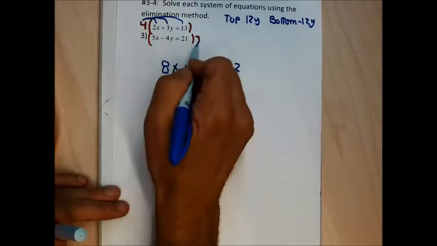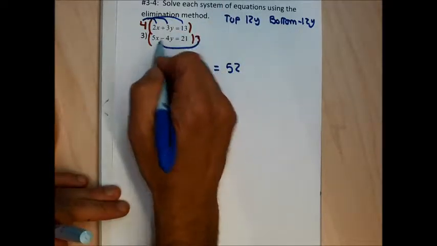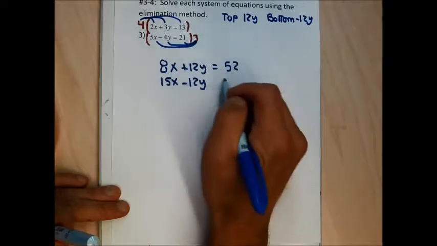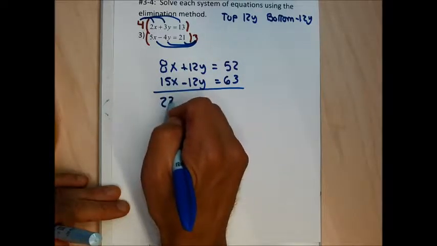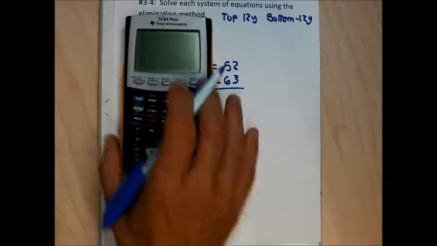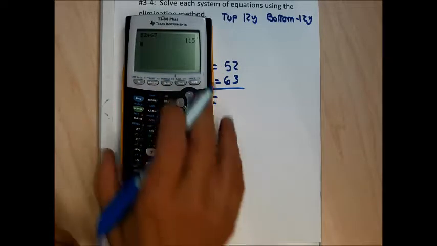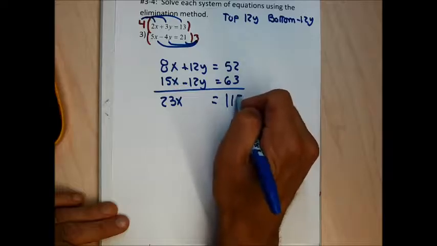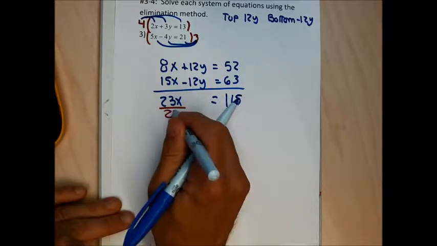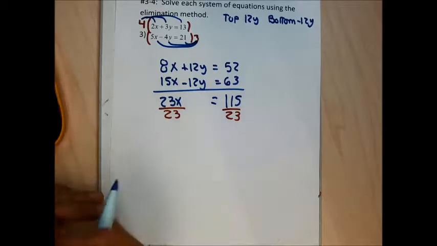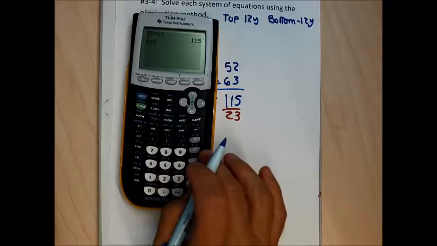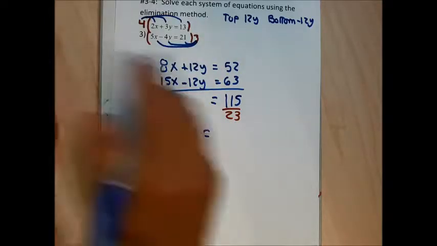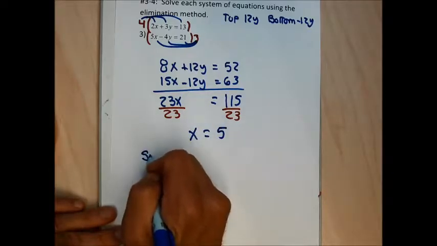I'm going to go 3 times 5x is 15x, 3 times minus 4y is minus 12y, 3 times 21 is 63. Combine these together, 8x and 15x is 23x. 52 and 63 is 115. Divide both sides by 23. I'll get x equal to, I think that's 5. And it is. Done with half of it, now I need to solve for y.